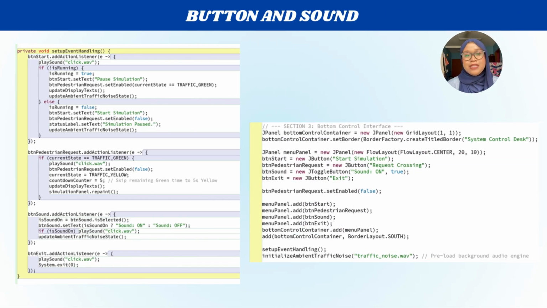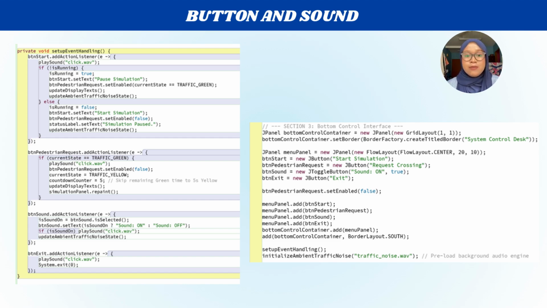I will start by presenting my part regarding the button menu and sound. To start, let's look at how the user interface controls our build. In section 3 of the constructor, I set up the system control desk using the basic flow layout inside the container panels. We have 4 primary control components: btnStart, to pause and play the simulation; btnPedestrianRequest, to manually trigger a crosswalk change; btnSound, which is the JToggleButton acting as our audio master switch; and a standard btnExit button.